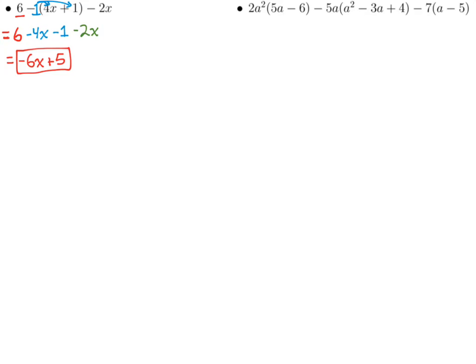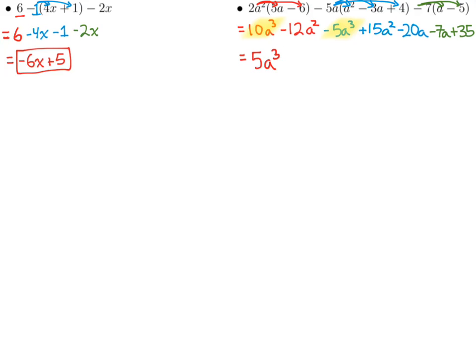Now this next one, on the right here, is a little more interesting. Here we go. That 2a squared distributes to the first polynomial, so that makes 10a to the third minus 12a squared. Then for the next one, negative 5a distributes, so it becomes negative 5a to the third plus 15a squared minus 20a. And then finally, that negative 7 distributes to make negative 7a plus 35.